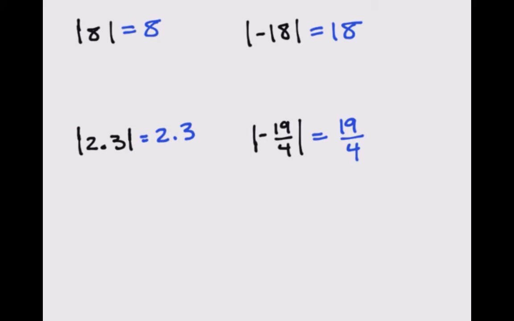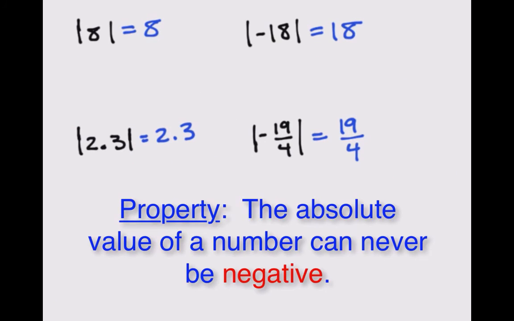One other thing that you may have noticed is that the absolute value of a number can never be negative. If we've defined the absolute value of a number to be its distance from 0 on the number line, of course a distance can't be negative. You can't have a negative distance. So it's impossible to take the absolute value of a number and get a negative number. The absolute value will be at least 0 or positive all the time.